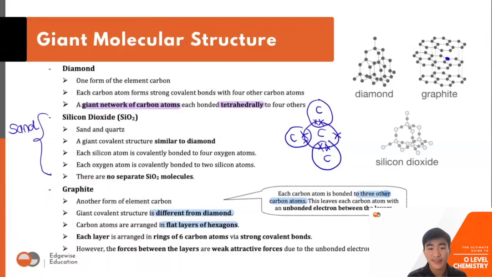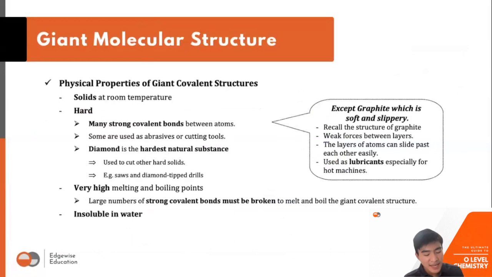Okay, we're going to explore below. Go below your notes: physical properties of giant covalent structures. They are solid at room temperature because they are giant, with strong covalent bonds. Each atom is bonded to another 3 or 4 atoms. They're solid and very hard also, right? Because of strong covalent bonds. Strong covalent bonds mean what? Means a lot of energy is required to overcome or break the bonds.